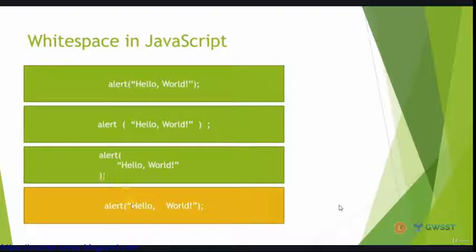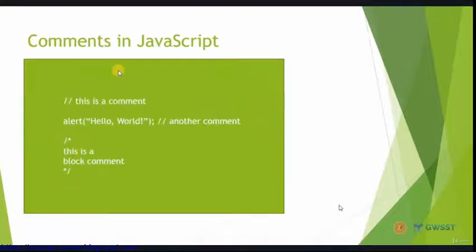That also works fine. But this is where things start to matter. For example, here in the first 3 lines of code, my JavaScript easily understands that it has to pop out an alert message as hello world. But in the 4th one, my JavaScript knows that it has to output a hello world message, but with a lot of space in between. Now in JavaScript, you can use comments.